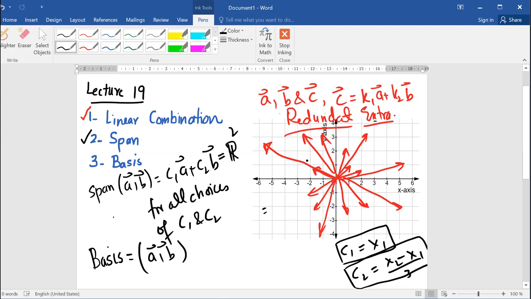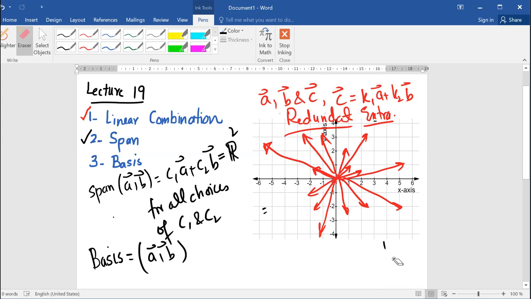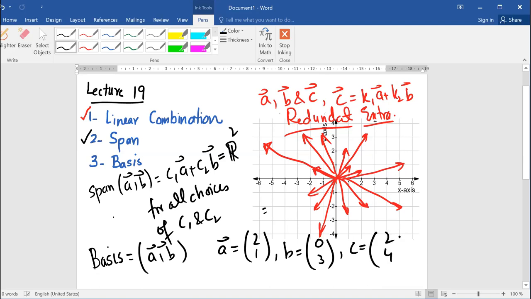Span, for example, I can span the same space. For the sake of argument, let's say my A is 2, 1, and my B is 0, 3, and my C could be the addition of these, so I can say this is 2 and 4. Now if I do span of A, comma B, comma C, I will also be spanning R square. But since C is a linear combination of A and B, I don't need it to span R square. So R square can be spanned only by A, B.